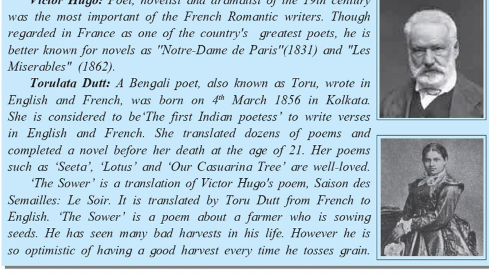The Sower is a poem about the farmer. Now here a few things are given regarding this poem. This poem is related to a farmer who is sowing seed. Victor Hugo had seen many bad harvests in his life. However, he is so optimistic of having a good harvest every time he tosses grain. Now here 'he' does not mean Victor Hugo, it means the farmer.